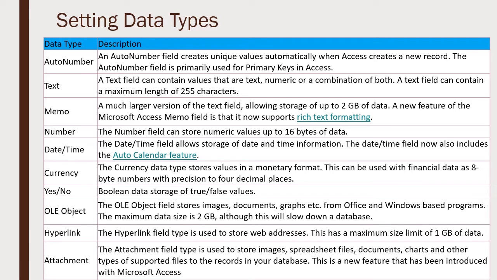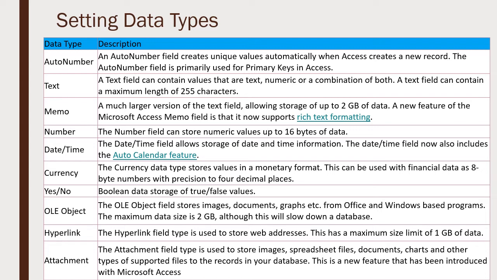Yes/No. It's a Boolean data storage of true or false. It takes two values, either true or false. By default, it is true. OLE object. The OLE object field stores images, documents, graphs, etc. from Office and Windows-based programs. The maximum data size is 2 GB, although this will slow down a database.